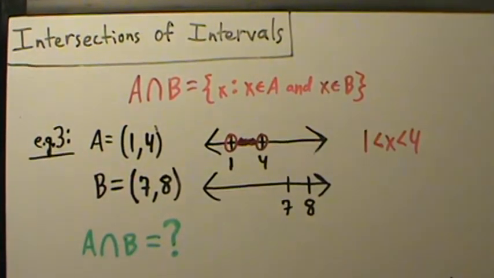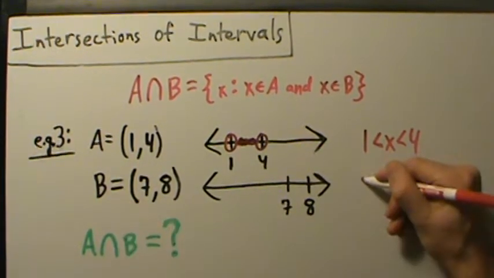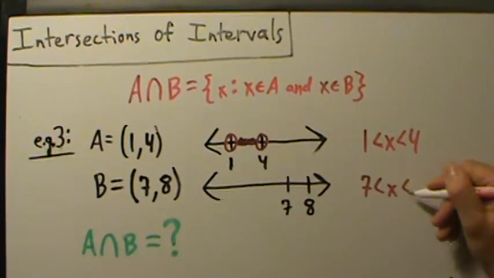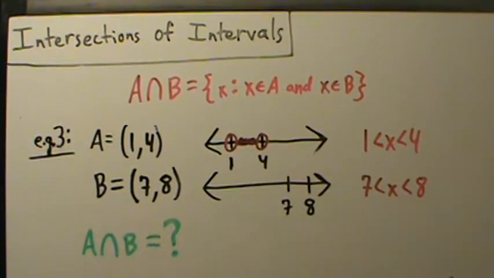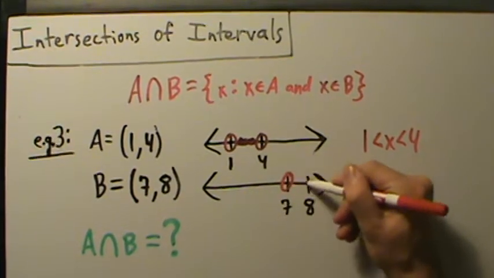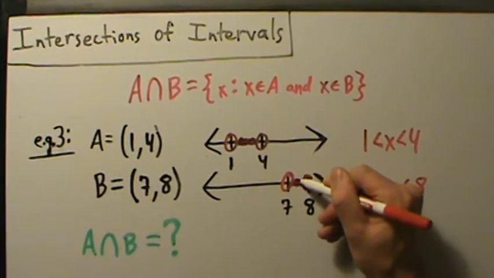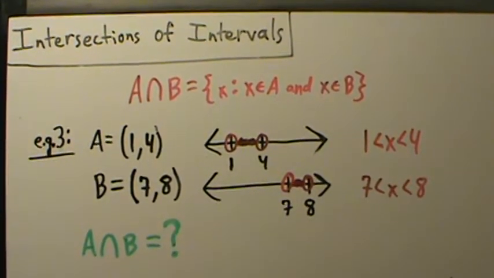Now what about down there? From 7 to 8, it's actually the same thing. Rounded parentheses here, so it's 7 strictly less than x, strictly less than 8. So open circles here, and everything in between.